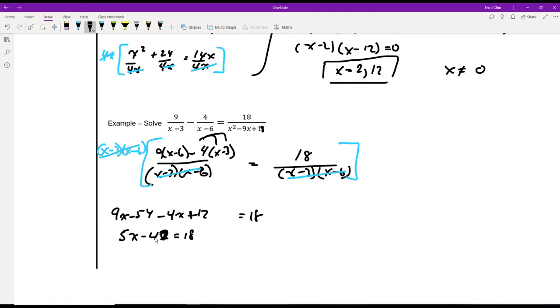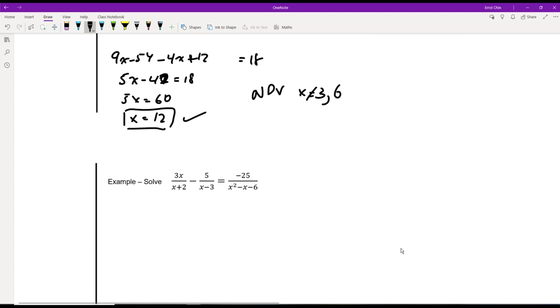Okay, so I'm going to bring the negative 42 over, so this becomes 5x is equal to 60, and x is equal to 60 divided by 5, and I think that's 12. Now let's double check our non-permissible values. Well, x can't be 3 or 6. So that seems okay. Alright, so we're going to move on.